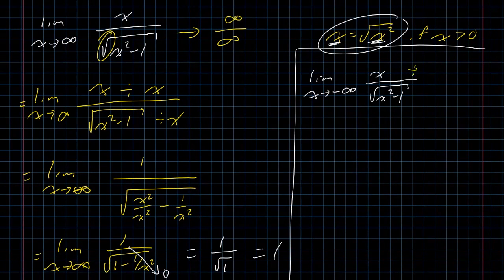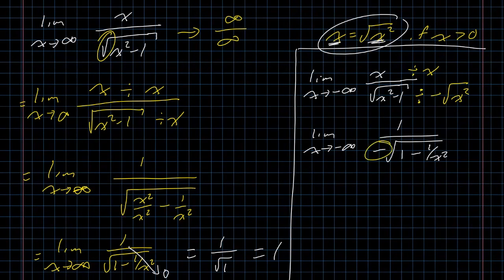In the numerator, I can still just divide by x without any trouble whatsoever. In the denominator, instead of thinking about that as dividing by the square root of x squared, I have to divide by the opposite of the square root of x squared, giving me this extra negative sign hiding in front. The 1 over x squared still goes to 0. Everything else works the same way. We get 1 over the negative of the square root of 1, which is negative 1.